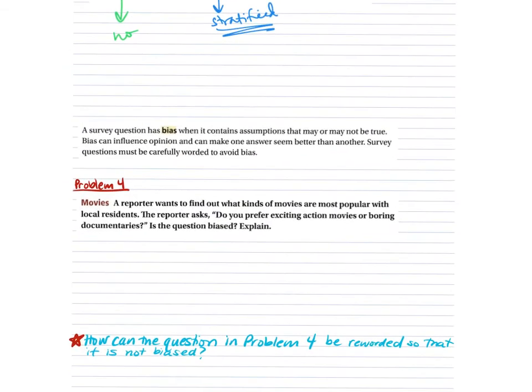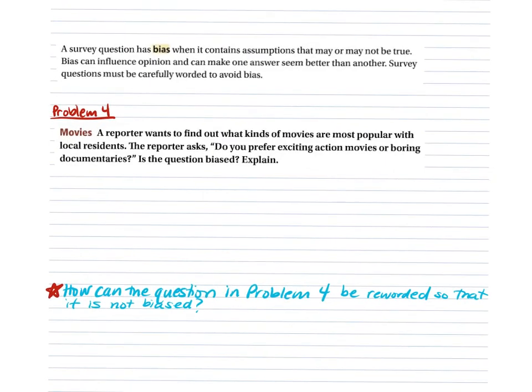Okay, moving on, another vocabulary word, bias. So a survey question has bias when it contains assumptions that may or may not be true. A bias can influence opinion and can make one answer seem better than the other. Survey questions must be carefully worded to avoid bias. So let's look at an example here. A reporter wants to ask what kind of movies are most popular with local residents. The reporter asks, do you prefer exciting action movies or boring documentaries?